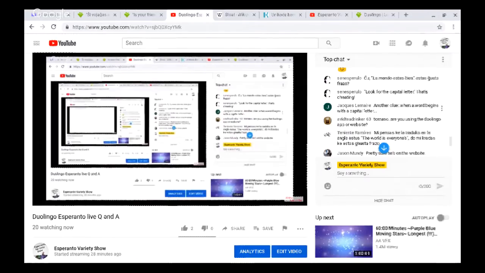Look for the capital letter. That's cheating. Yes, and you know what else is cheating? Yesterday I didn't know what a word meant in Spanish, so I asked the people in the chat to tell me what it meant.